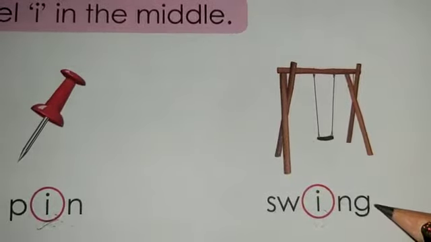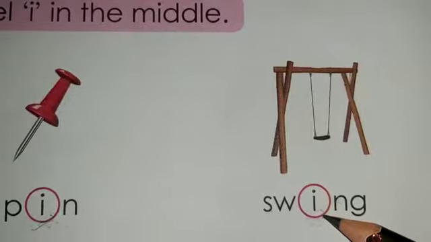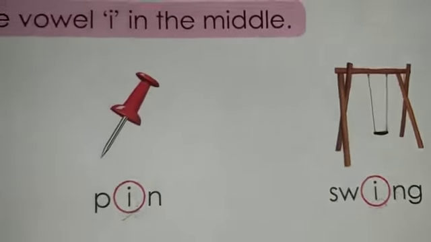S-W-I-N-G, swing. And where's the vowel I? Here in the center. This is the vowel I. Very good. Now come up to the next picture. What can you see over here, students?